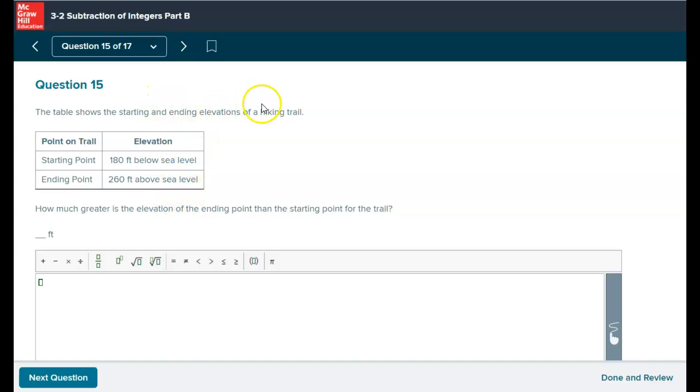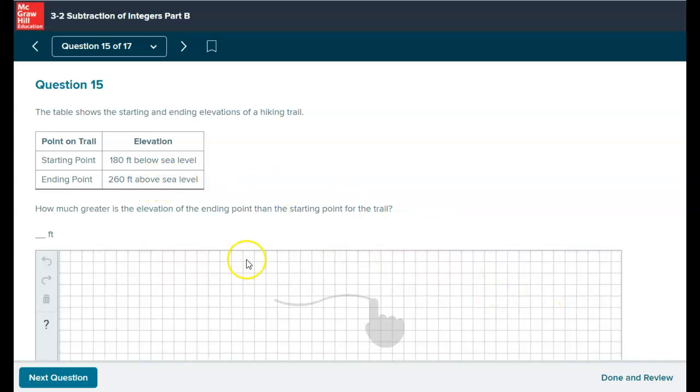The table shows the starting and ending elevations of a hiking trail. It's 180 feet below sea level and 260 feet above sea level. Well, what would be the distance? Here's what we're going to do. We know that we have 180 below sea level. So if sea level's here, and it would go down 180 feet, and it goes above sea level 260 feet.